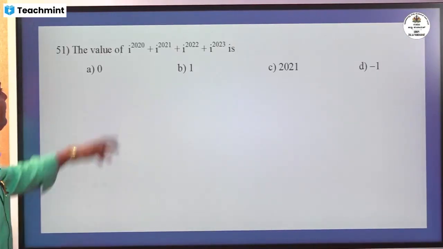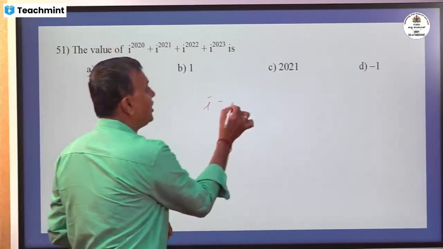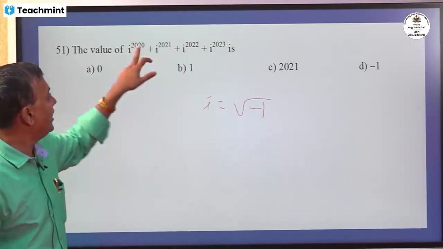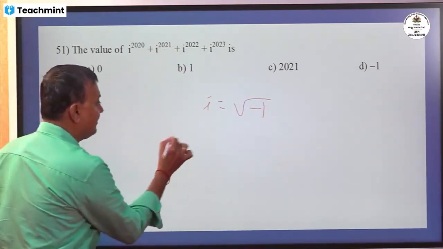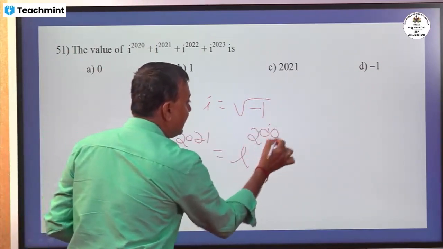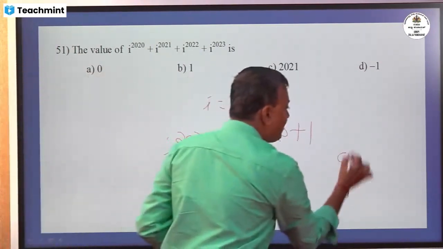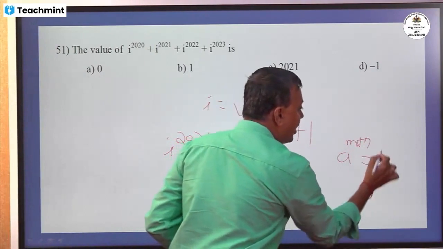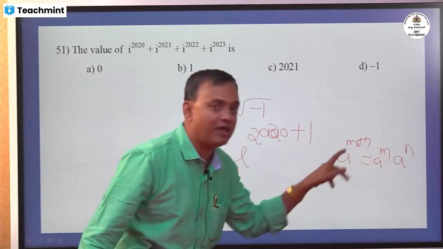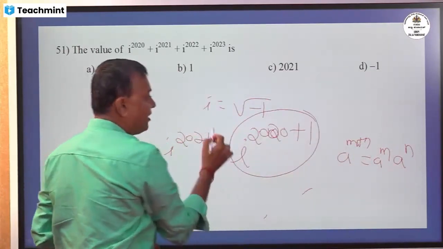The value of, so this is a very simple question, I to the power 2021. What is I? We know I is equal to root minus 1. So here I to the power 2021 can be written as I to the power 2020 plus 1, correct? By the indices law, a to the power m plus n is the formula of a power m into a power n. So a power m into a power n is a power m plus n. So I to the power 2021 can be written like this.